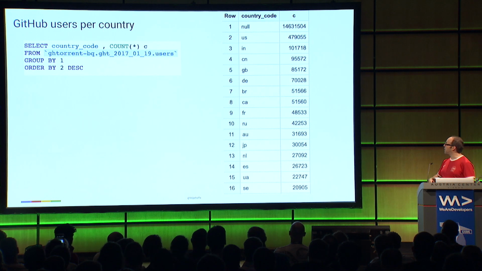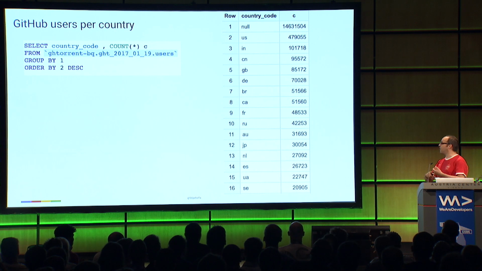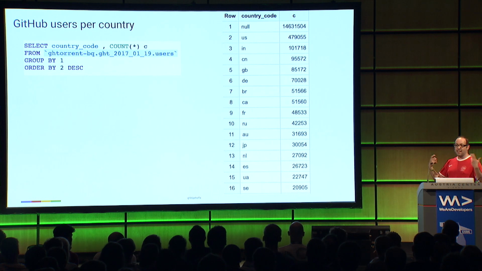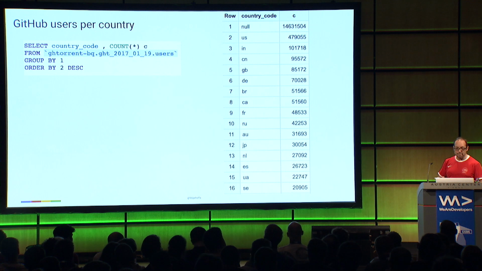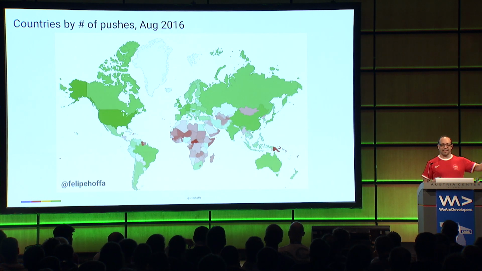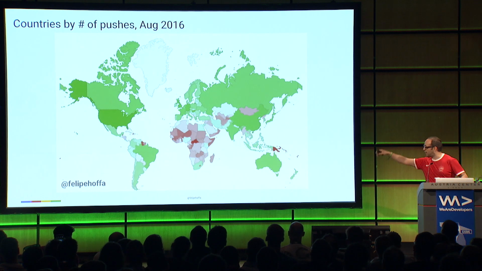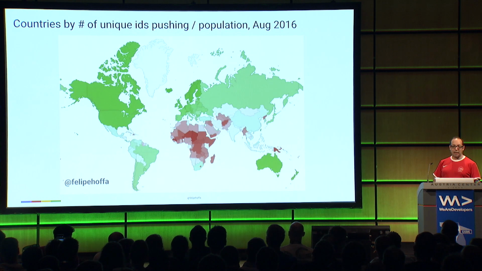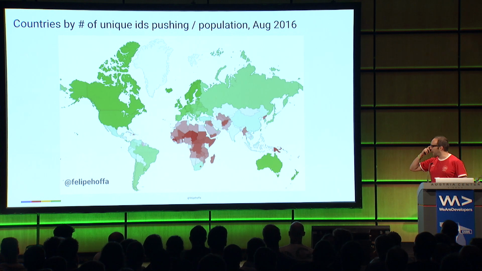We have here, for example, the top countries. And the top one is null, because a lot of people don't enter their data. But if you do, you will find, of course, the US, India, China, the largest countries. But you can go deeper. You can do per capita. So for example, this is just counting the number of pushes. The United States is on top with the dark green. But if you divide per capita, then you see that Europe goes way darker on the green.